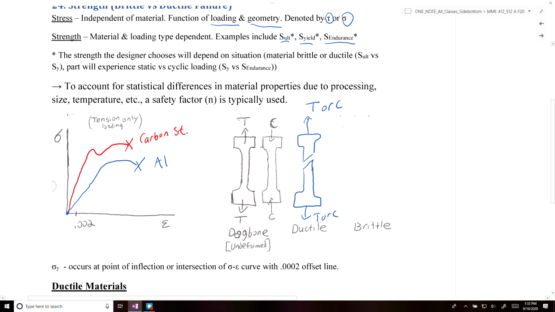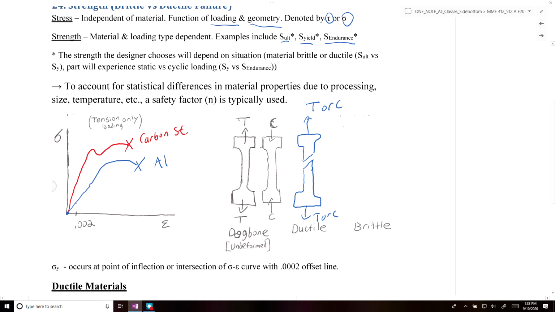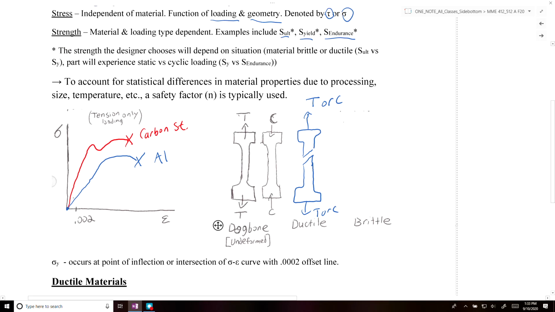Now if you had a very brittle material, such as cast iron, it might undergo almost pure elastic deformation and very little plastic deformation. So this would be for cast iron, which would be a brittle material.